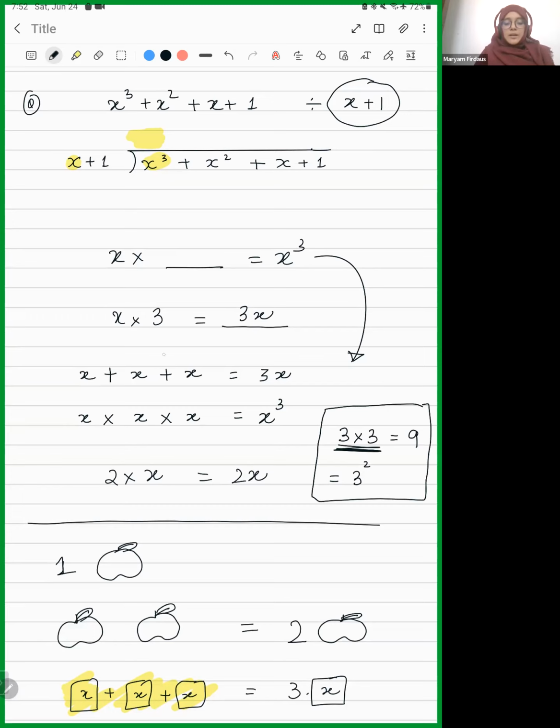So here, in this case, x into x into x. X is being multiplied with itself. How many times is x coming? Three times. That is why we write x to the power 3. Is that okay? Yes, sir. Okay. So that is x cube.